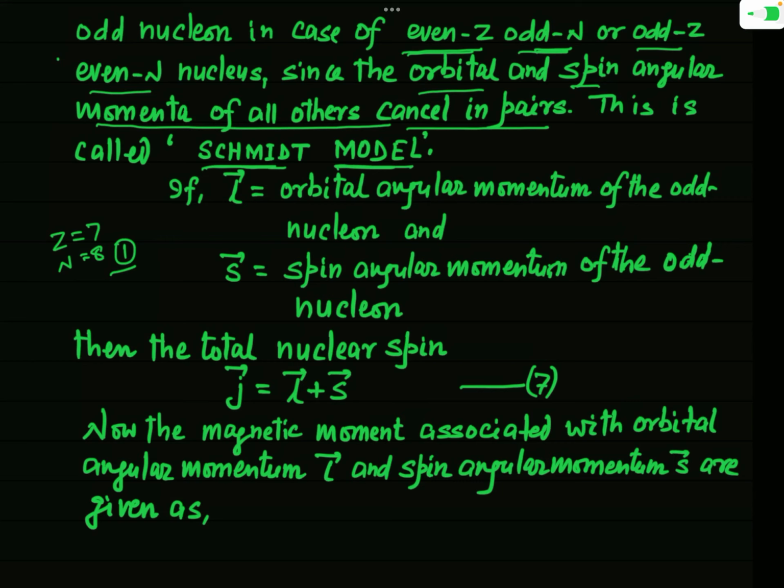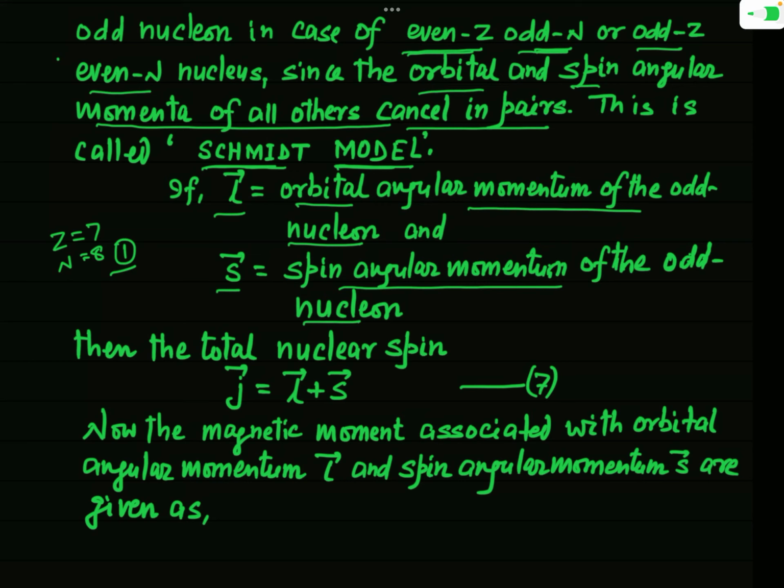So I have written in the heading the magnetic moment of a nucleus and the Schmidt model. Now let us consider L is the orbital angular momentum of the odd nucleon, and S is the spin angular momentum of the odd nucleon. We are not talking now about the paired nucleons. You have to consider now only the odd nucleon in the case of the even Z and odd n nucleus or the odd Z and even n nucleus. You have to consider only one nucleon which is unpaired, which is odd.